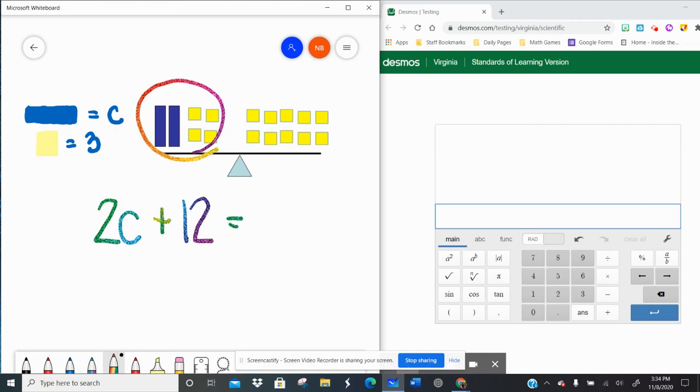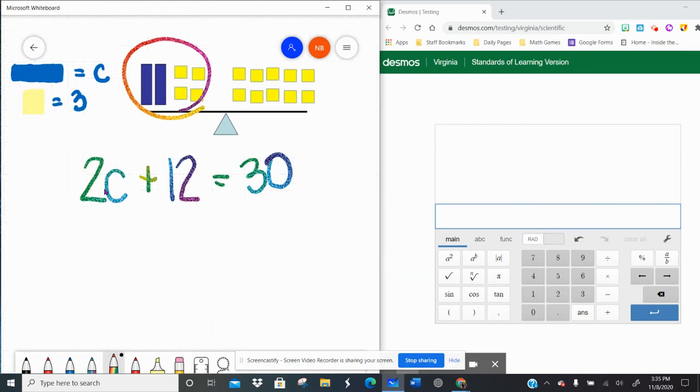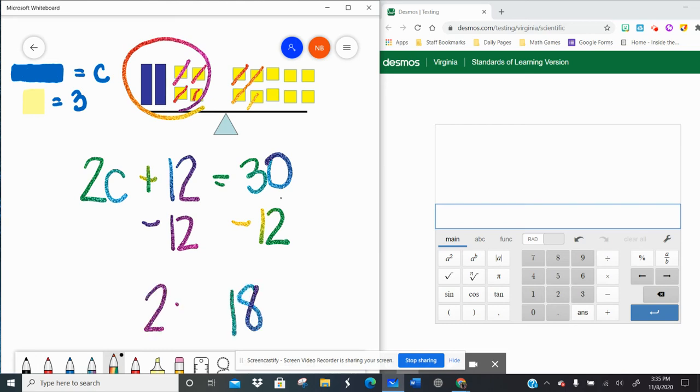And that equals 1, 2, 3, 4, 5, 6, 7, 8, 9, 10 on this side, but each of them is worth 3, so that's 30. And just like that, I have my equation. So I can figure out what C is worth in my 2C plus 12 equals 30. I'm going to start by taking away 12. So I'm going to take away 1, 2, 3, 4. If I take away 12, that leaves me 6 of them, each worth 3, so that's 18 because I know my facts, and 2C equals 18.